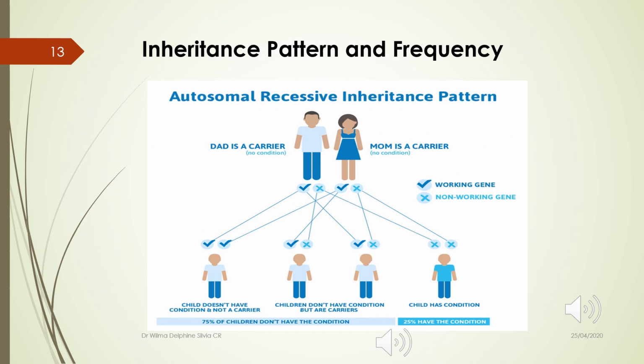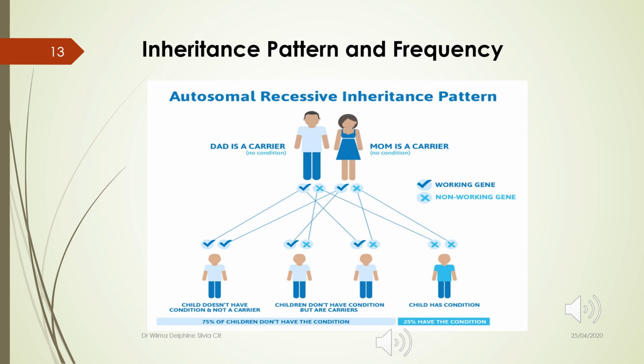Phenylketonuria is known to be an autosomal recessive genetic disorder. This means both the parents must have at least one mutated allele of the phenylalanine hydroxylase gene. As we see in this picture, both the parents have the mutated alleles, indicated by the cross mark. Therefore, the child must inherit both mutated alleles, one from each parent. As we see in this picture, the fourth child has obtained both the mutated alleles, one from each parent.